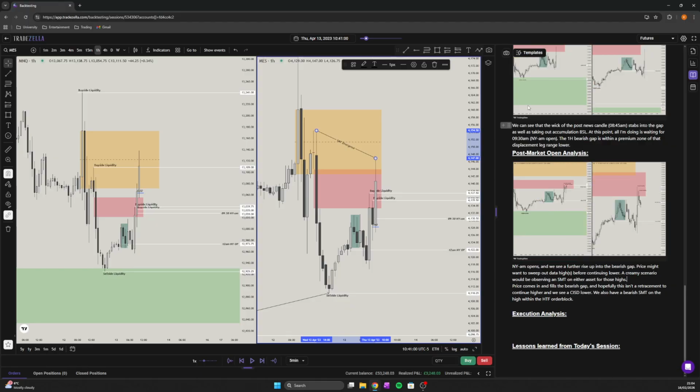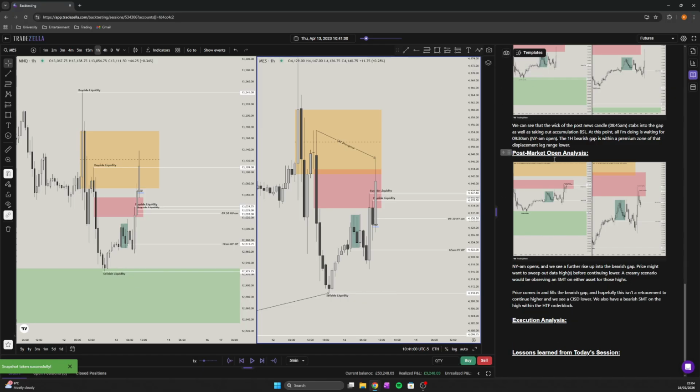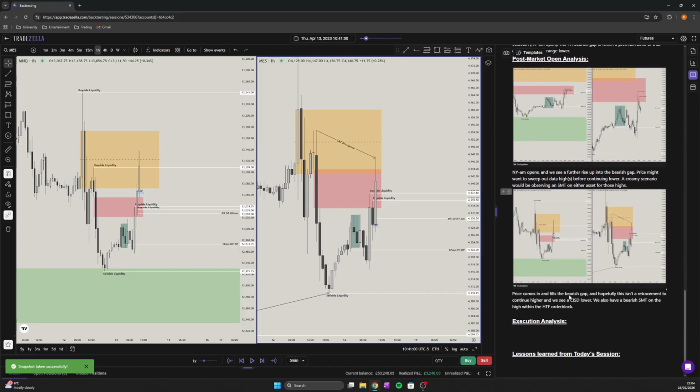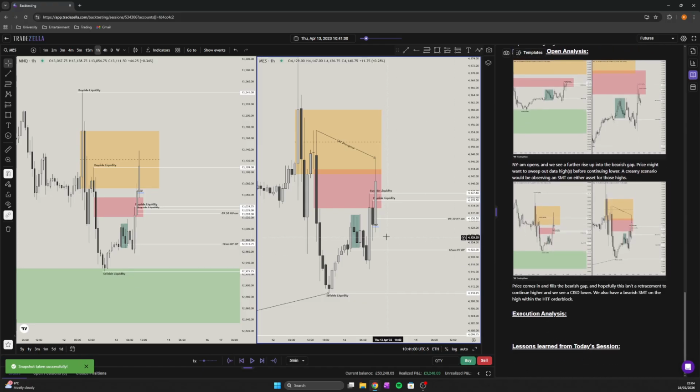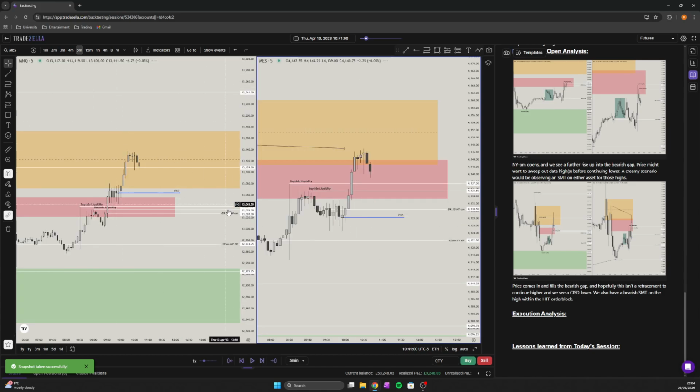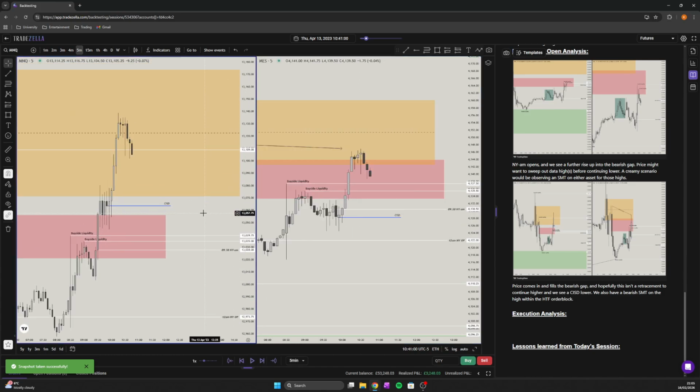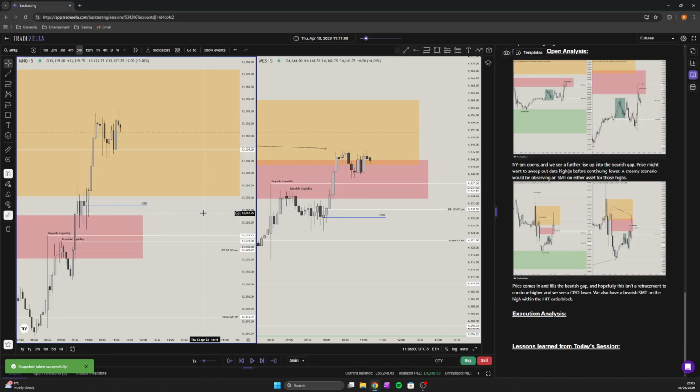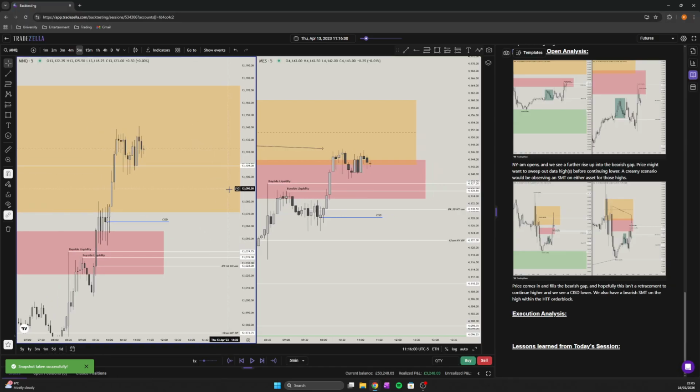So let's get rid of this image and take a picture. Snap that there. Okay. Now it is just a game of patience, right? We're going to see price. Okay.